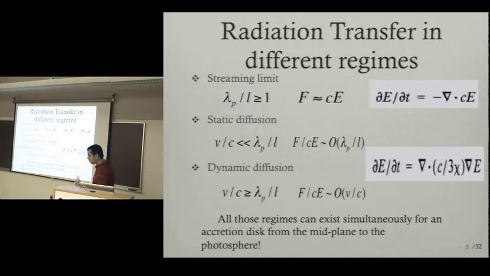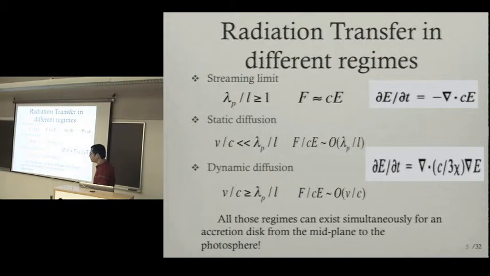And if you go to the dynamic diffusion regime, that means the motion of the fluid velocity is significant. You need to include both the advection of the fluid and the diffusion of the photons in that regime. So depending on the regime you are in, the properties of the radiation transfer equation can be different. So we want to develop an algorithm that can work in both the streaming regime and the diffusion regime, and connect the two regimes smoothly and accurately.